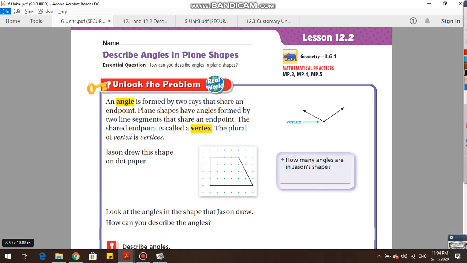Now guys, we will move on to another lesson. It's a small one also, because our previous one is super easy and both of them are related. It's called Describe Angles in Plane Shapes, lesson number 12.2, page 509. Now, it's talking about angles in plane shapes.